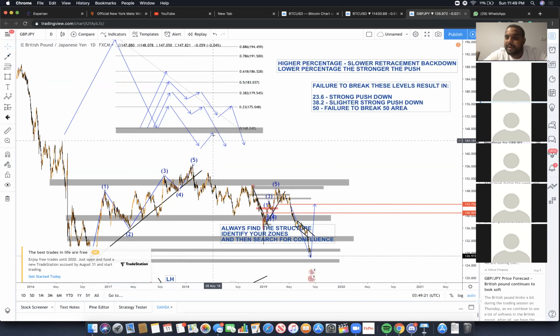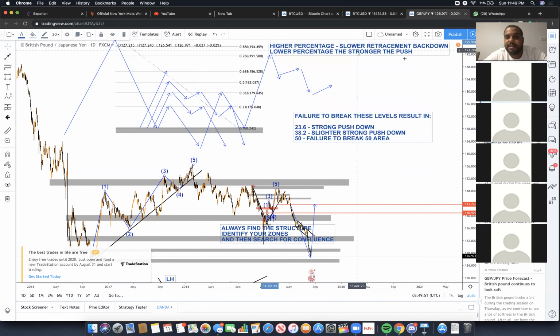So that's the important confirmation there, the retest, not the market breaking back in and then trying to go for the 38.2 and then coming back down and respecting it. And then this time it shoots up to the 78.6 and then slowly starts to retrace back down, right? This is how the market can move. But the important thing is what? To understand the concept that we're saying here. The higher the percentage, the slower the retracement back down. The lower the percentage, the stronger the push down.